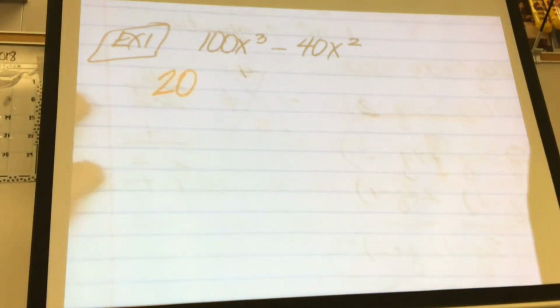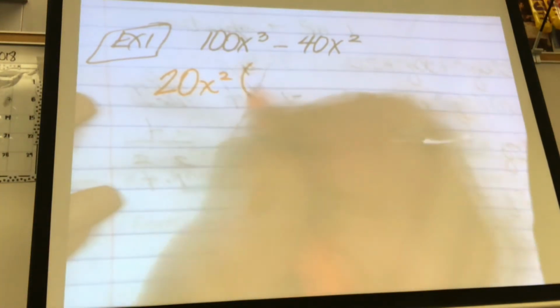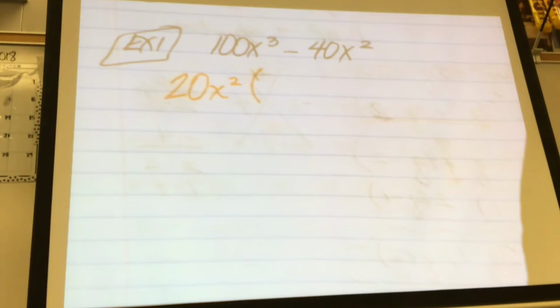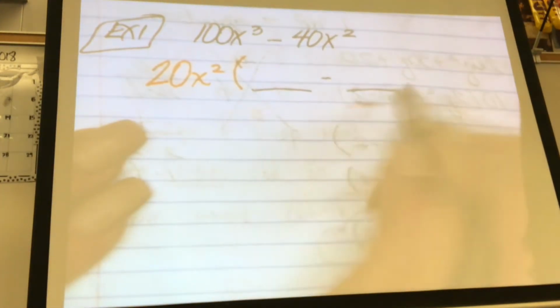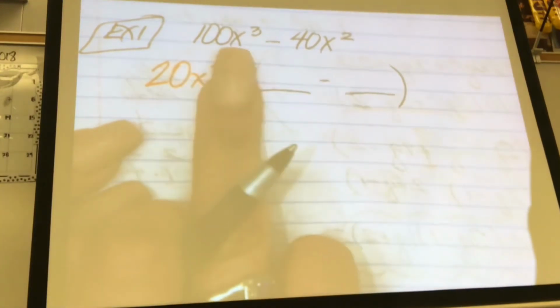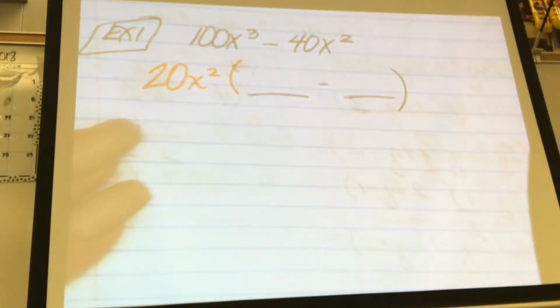How many x's can I take out of each one? X squared. Very good. So I am left with whatever gives me this product of 100x cubed and 40x squared.